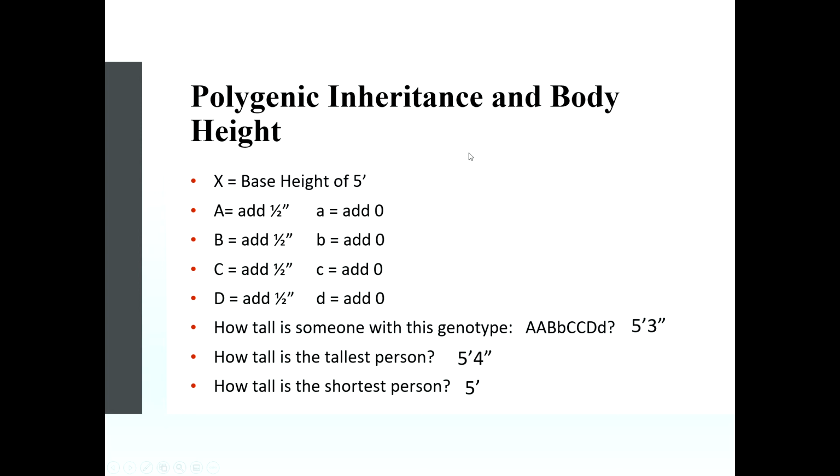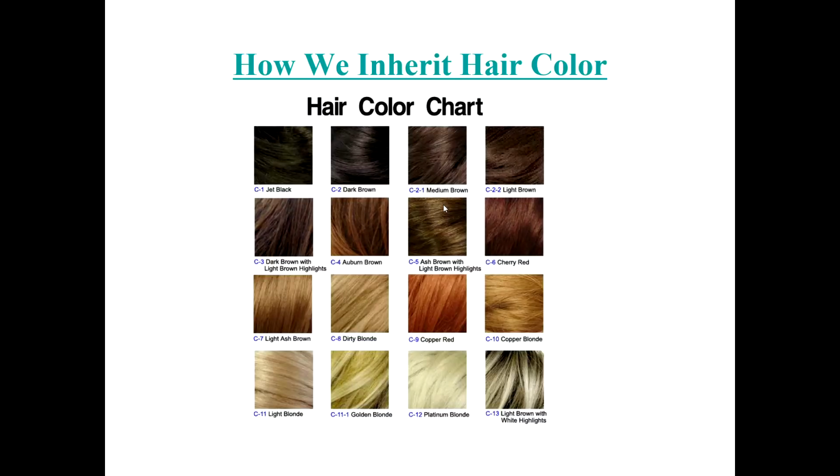So in this case, you don't do a Punnett square. You just read genotypes and decide, adding each one. So that's how I have polygenic inheritance in the course outline, just giving you some genotypes and telling me who's the darkest, who's the lightest, who's the tallest, who's the shortest, and it's just based on how many dominant alleles there are. Okay. Now, hair color.